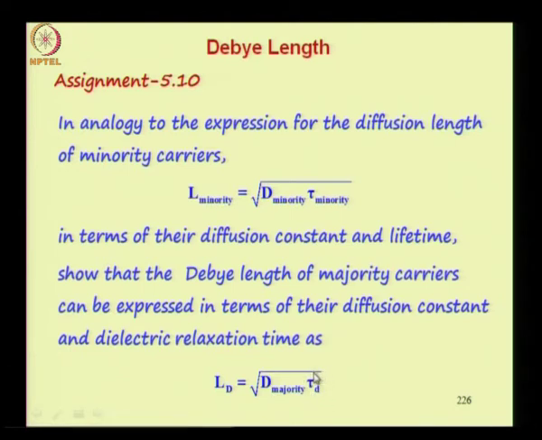So that is interesting. So minority carrier lifetime here and dielectric relaxation time here, right? These are the analogous time constants for the lengths. Minority carrier diffusion length and minority carrier lifetime are both related to the same physical situation, and Debye length and dielectric relaxation time are related to the same physical situation, involving space charge decay.